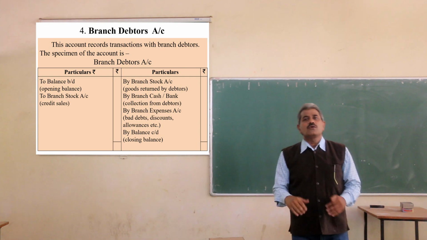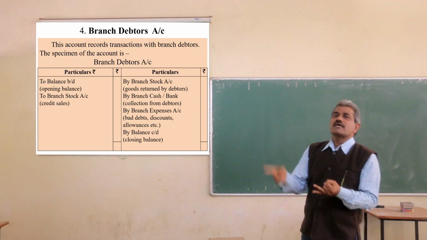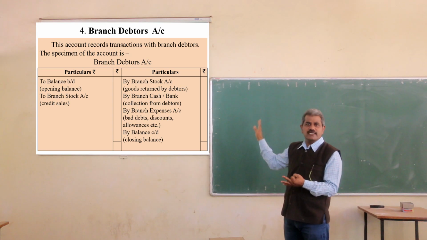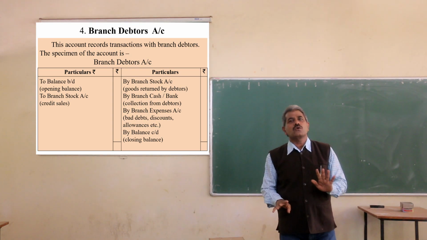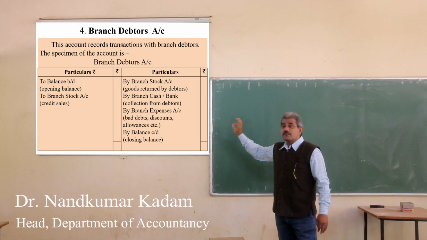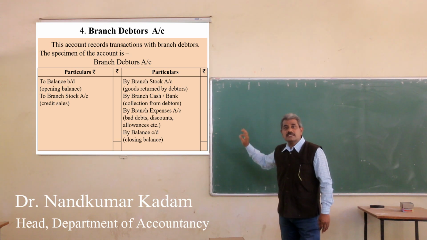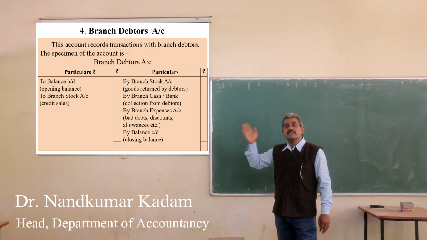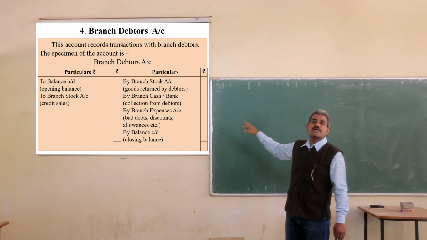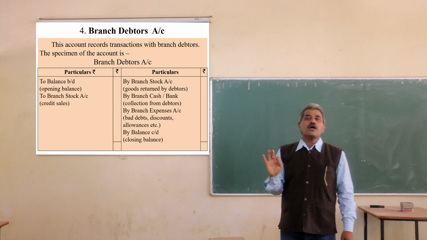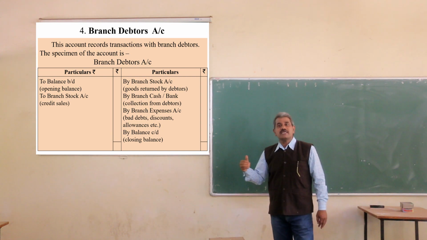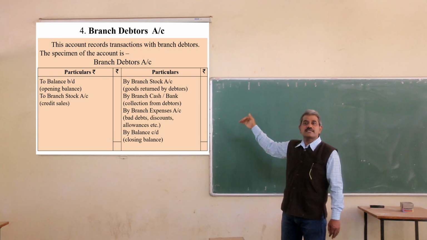And to the credit side, we will record goods returned, cash collected from debtors, discounts, bad debts, allowances as expenses, and then we will calculate the closing balance. Keeping in mind that bad debts, allowances, discounts are not recorded separately, but are recorded under the heading branch expenses account. Instead of crediting directly by bad debts, discount, allowances, we will take it under the heading branch expenses account.